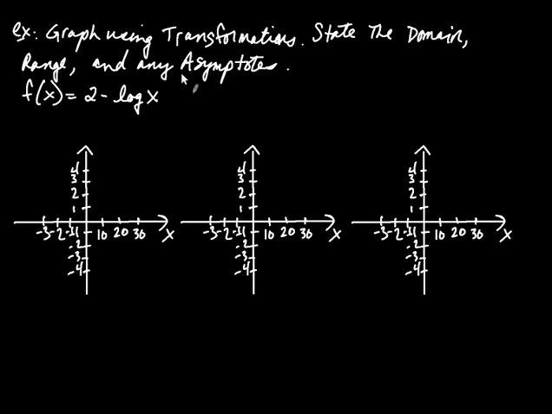So as an example, we're going to graph using transformations. We're going to state the domain, the range, and any asymptotes. And here's our function. f of x is equal to 2 take away log of x. When you graph using transformations, you always want to start with a basic function and then build it up using transformations one at a time to get the function that you're given. So the basic underlying function here would be the log function.